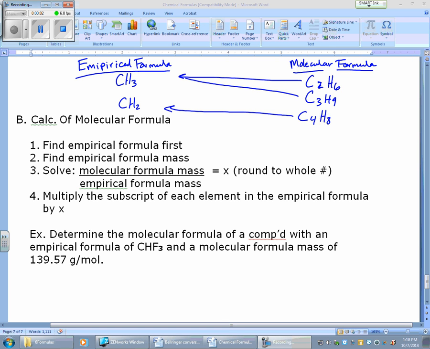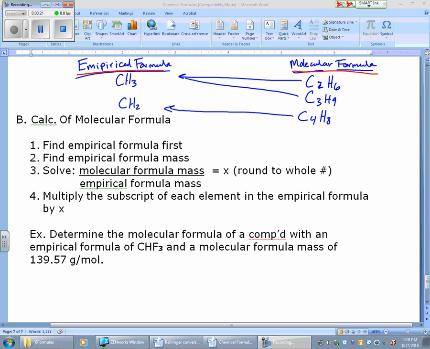Once we've learned how to calculate the empirical formula, then we will need to go to the molecular formula. So what this compound actually really is. Now, empirical formula is the lowest whole number ratio of atoms. So we've been talking about that over here. And then molecular formulas are what the molecule actually is.